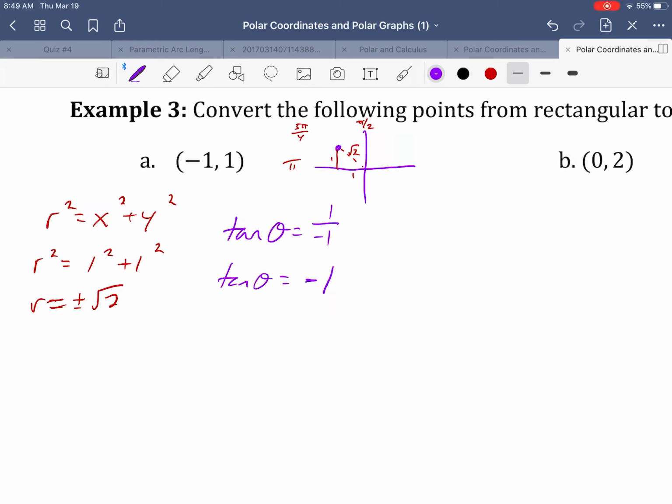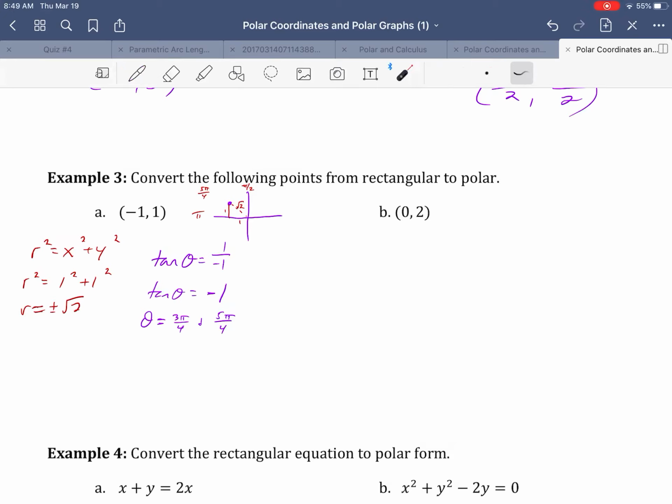So then you're asking yourself, well, where is tangent -1? -1, so the values need to be the same, but one of them is negative, one of them is positive. That puts you in quadrants 2 and 4. So that gives me 3 pi over 4 and 5 pi over 4.